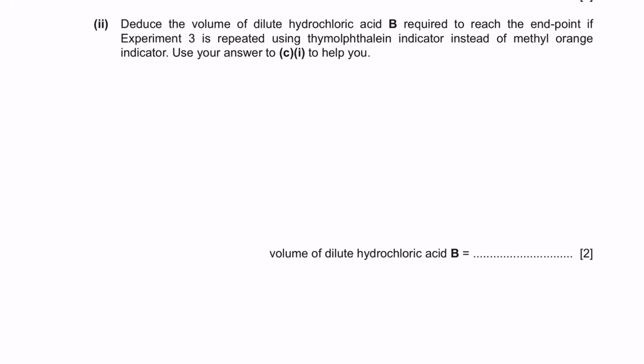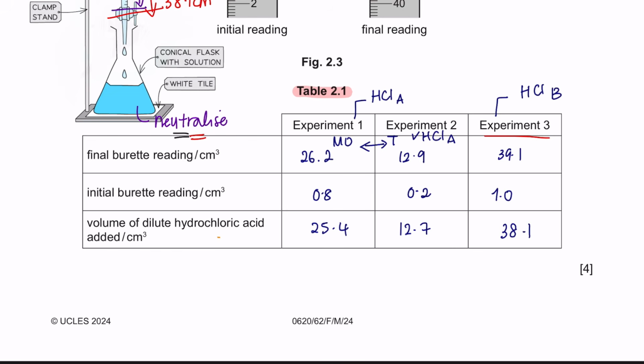Part 2. Deduce the volume of hydrochloric acid B required to reach the endpoint if experiment 3 is repeated using thymolphthalein indicator instead of methyl orange indicator. We can easily solve this using our mathematical skills. When using methyl orange, it was 25.4, and using thymolphthalein, it was 12.7. So it decreased by half, meaning that if we repeat the same experiment for B using thymolphthalein, the same thing is going to happen whereby it will reduce by half.